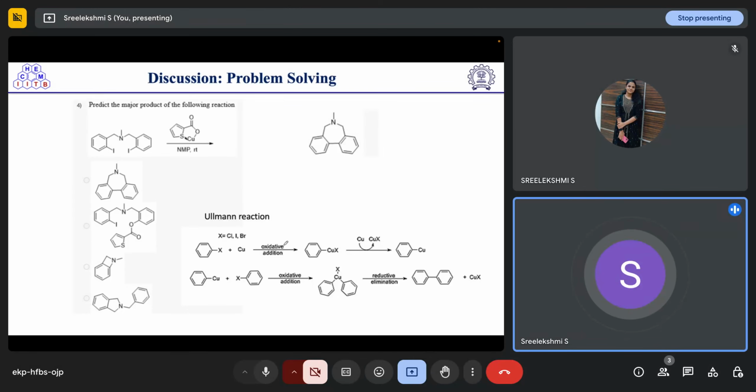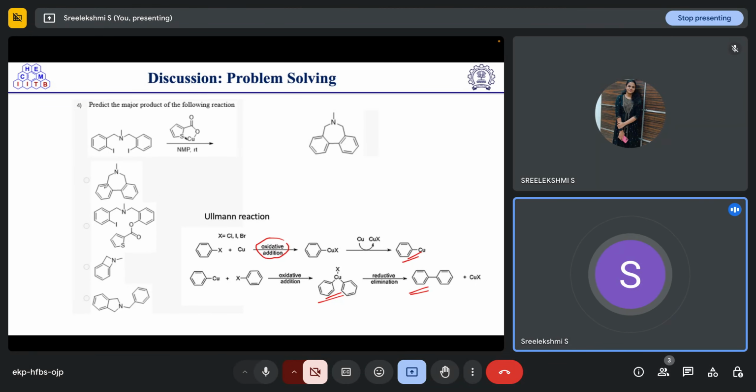So basically what is happening is that oxidative addition of one of the halides with copper to form this copper species, which will undergo again oxidative addition with the second halide to form this kind of intermediate, and then reductive elimination will eliminate this copper halide to form this carbon carbon bond to form this type of compound. So here the correct answer will be option A, and this is an example for Ullmann reaction.